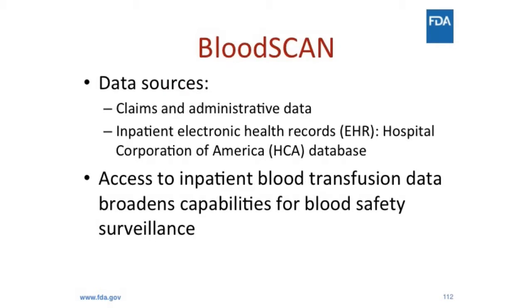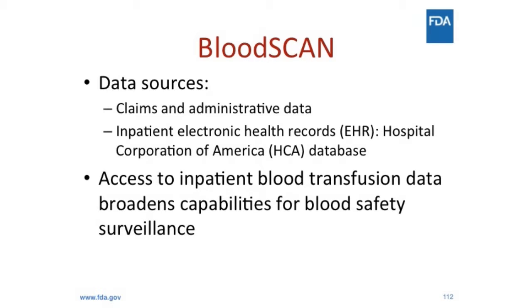So now moving on to our BloodSCAN program, which is focusing on the surveillance of blood and blood-derived products. And again, signal refinement and evaluation of blood is another priority area for the CBER Sentinel program. So BloodSCAN has two sources of data: claims as well as electronic health records, mainly addition of the new data partner to the Sentinel program, which is Hospital Corporation of America.